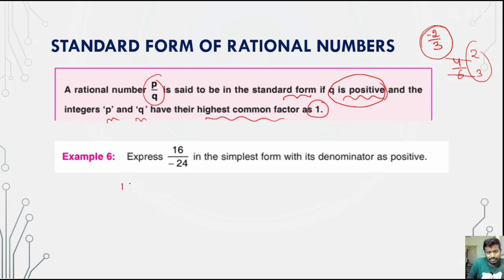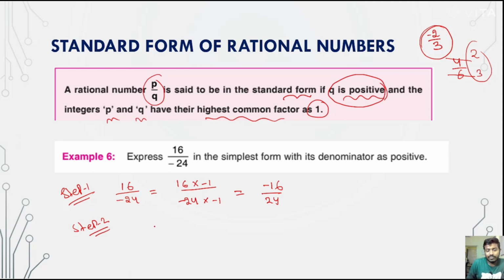First we multiply 16 divided by minus 24: 16 into minus 1 over minus 24 into minus 1. Why do we multiply by minus 1? Because to make the denominator positive. That's why this is 24 and this is minus 16. First step is complete. Step number 1. Now step number 2.